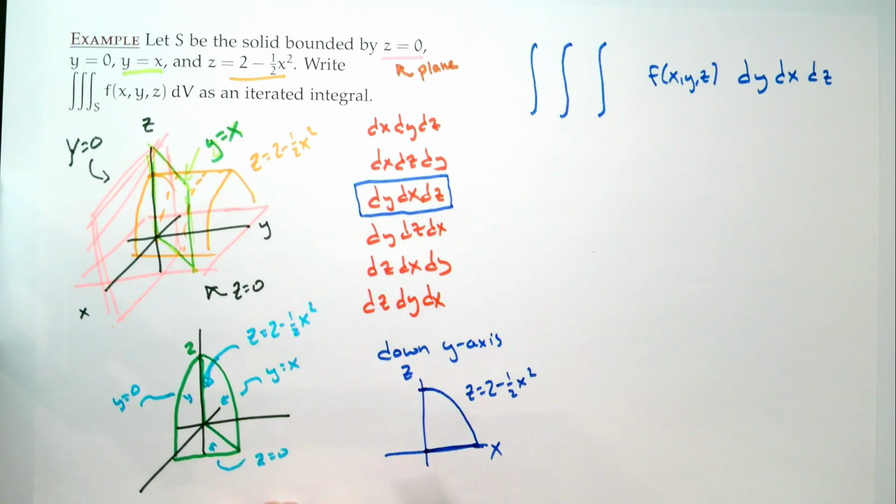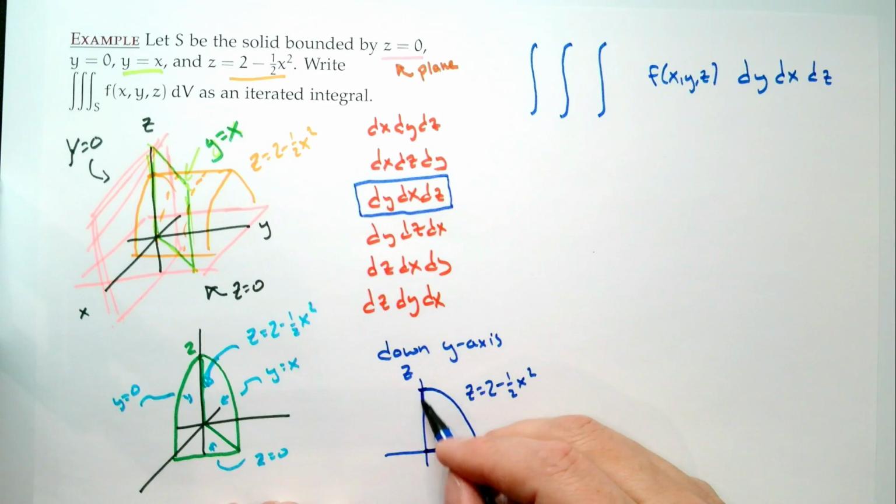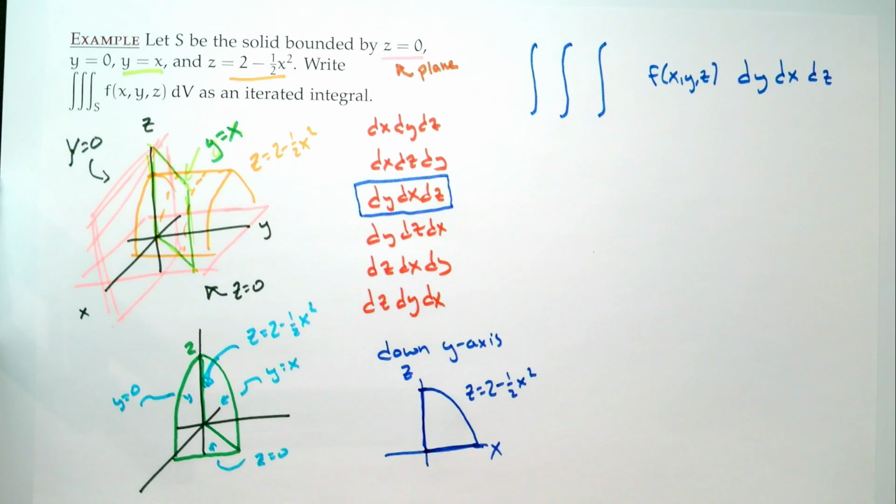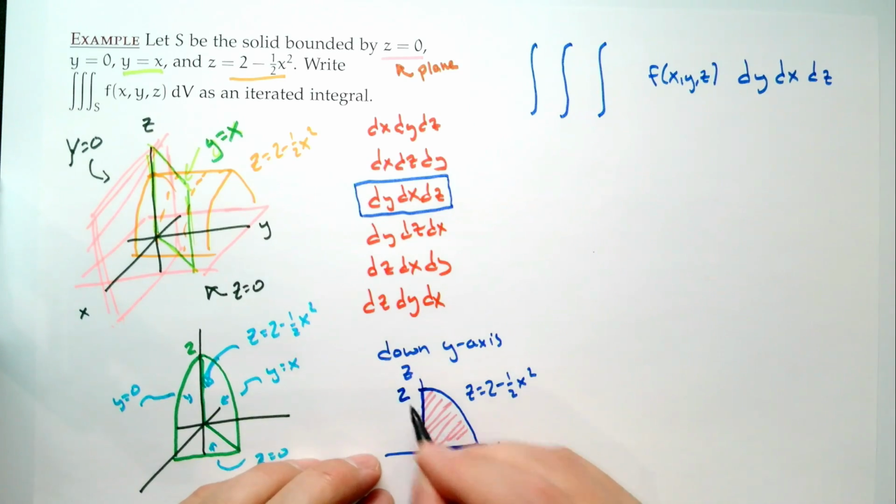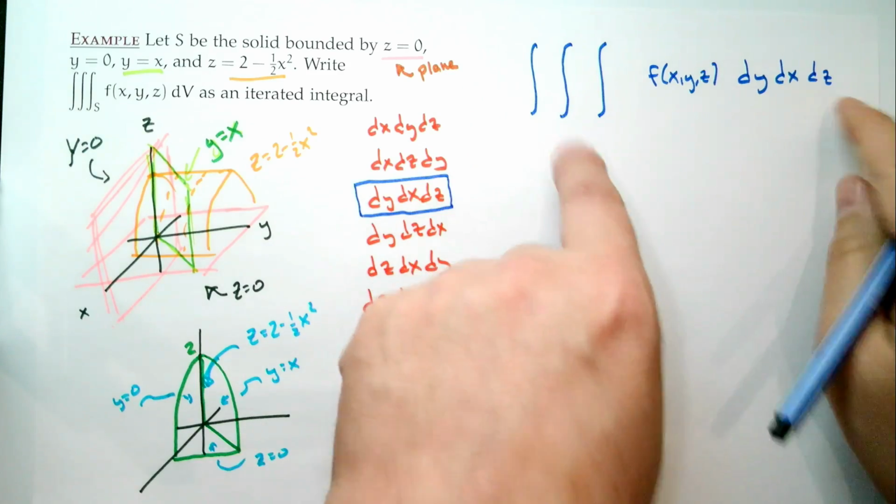And then I'm going to have this last part, which is the intersection of y equals x with y equals 0. Well, if y equals x and y equals 0, then x has to be 0. Which means that when I look down the y-axis, I'll see that shape. Good. Now we can start to answer a couple of questions. So let's work on our questions. Where does z go from?